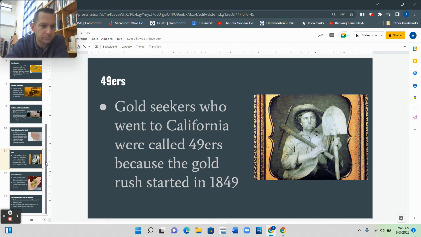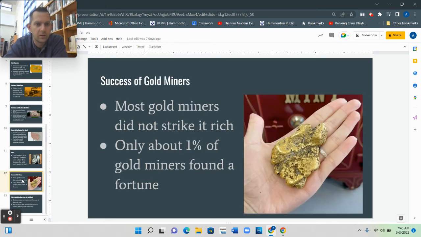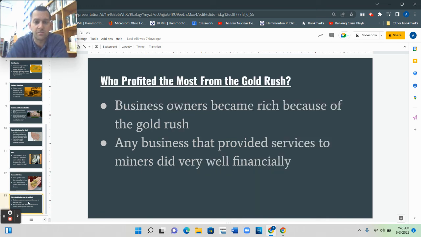All right. A couple more things about the gold rush. How many of these gold rush miners were actually successful? That will be a question. You need to know that most gold miners did not strike it rich. Only about 1% of the men and people who went out to San Francisco found enough gold where it was life-changing, a fortune. Most of the men who went out there either found no gold or found so little gold that they still struggled to live.